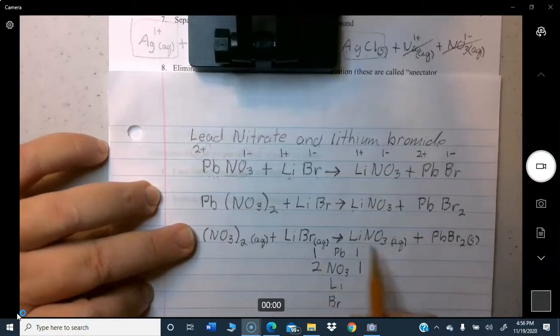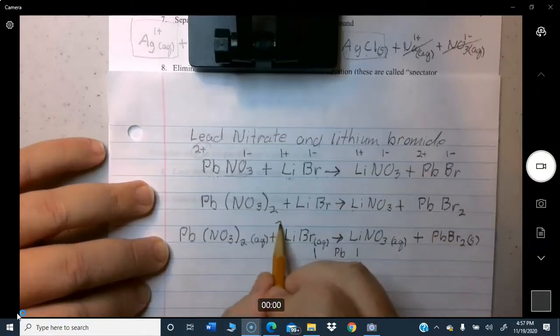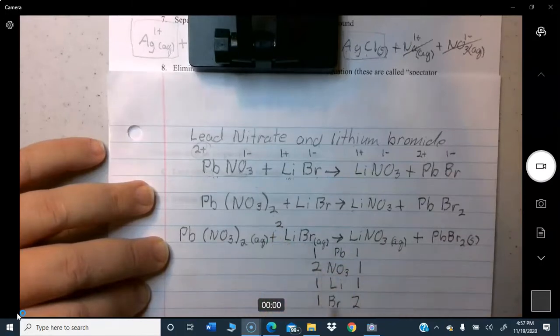Lithium is 1 on this side, 1 on this side. And bromine is 1 on this side and 2 on that side. So we've got to get bromine to balance, and we've got to get NO3 to balance. For the bromine, we need the bromine over here to balance. I'm going to put a 2 right here. So that changes this to a 2. It also changes the lithium to a 2.